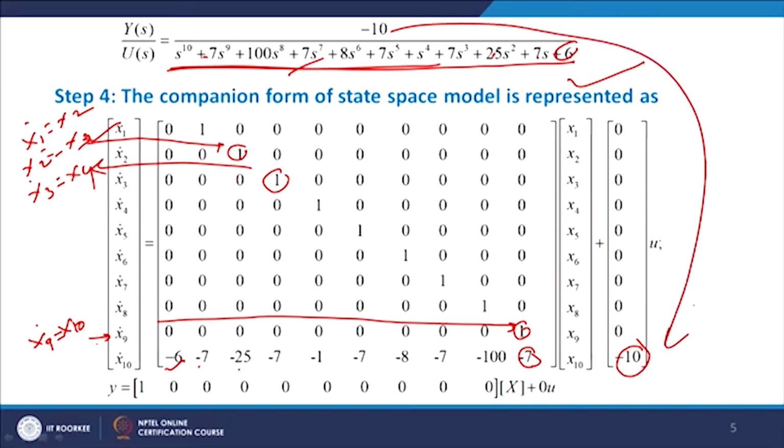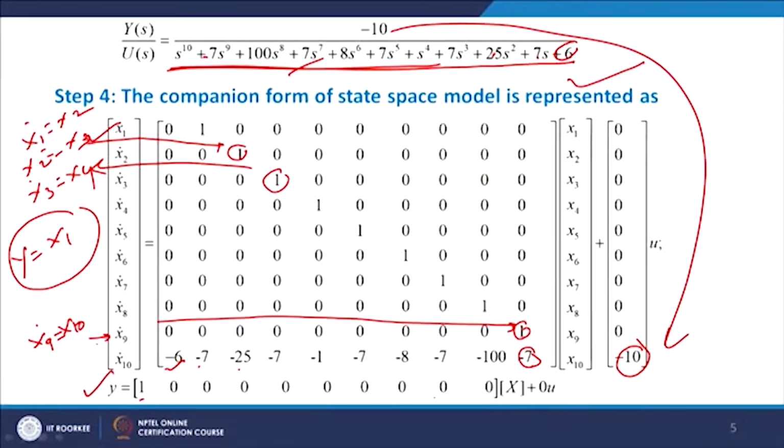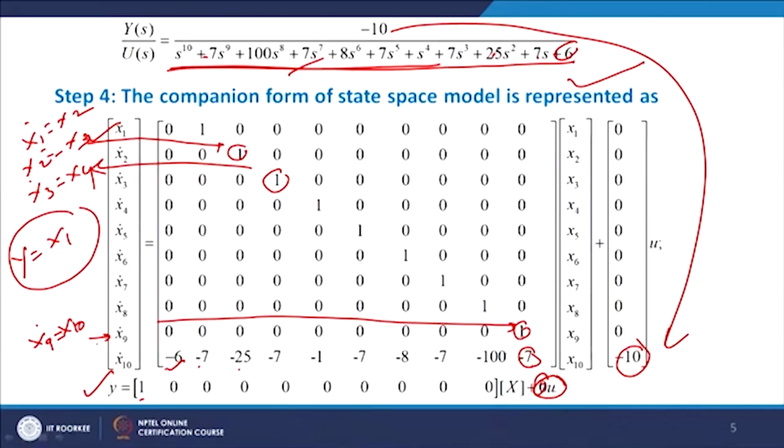And what do we do for the output? Here y equals x1, because the basic philosophy of the companion form or controllable canonical form is based on the output as the first variable. So x1 equals y, therefore y is written as 1 0 0 0 0 and 0 times u. As I told last time, when the order of the denominator is more than the order of the numerator, we get 0, but whenever both are the same, then some elements will come. Here D is 0.